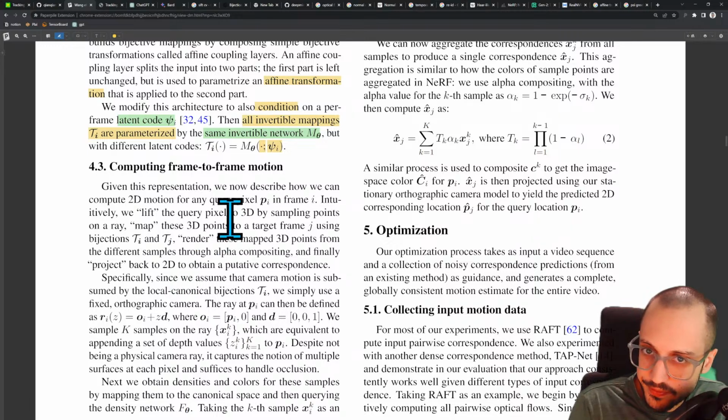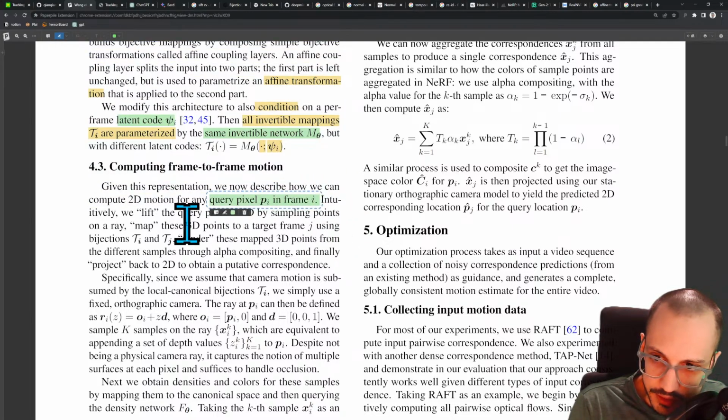Computing frame-to-frame motion. Given this representation, we now describe how we can compute 2D motion for any query pixel Pi. Okay, so you have the U, which is the scene point in the canonical quasi 3D space. You have Xi, which is the 3D point, and now you have Pi, which is the pixel. Intuitively, we lift the query pixels to 3D by sampling points on a ray, map these 3D points to a target frame J, and then render these mapped 3D points from a different samples through alpha compositing.